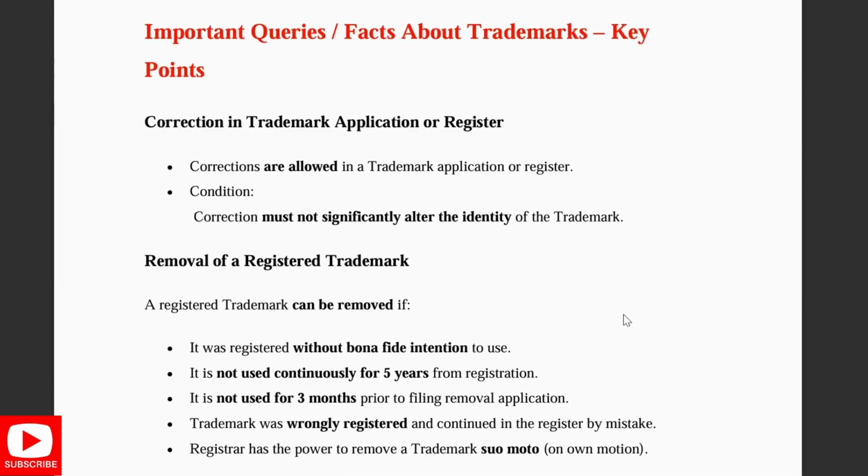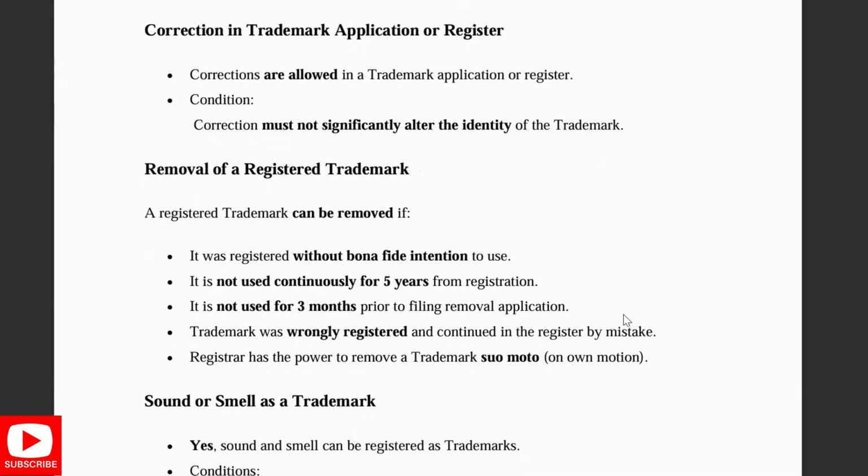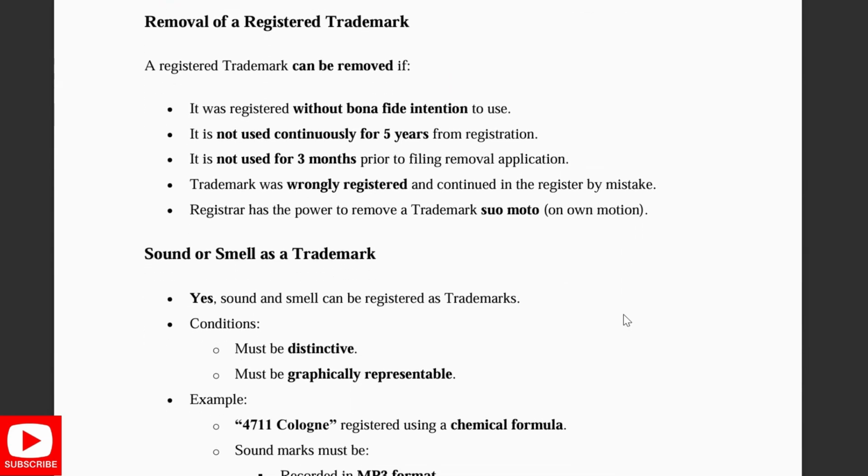Then come the important facts about the trademark. Correction in the trademark application or register: corrections are allowed and also must not significantly alter the identity. Small changes can be made. Removal of the registered trademark: it can be removed if it was registered without the bona fide intention to use, if it is not used continuously for 5 years from the registration, or if it is not used for 3 months prior to filing the removal application. If the trademark was wrongly registered or continued in the register by mistake, then the registrar has the power to remove a trademark on own motion.